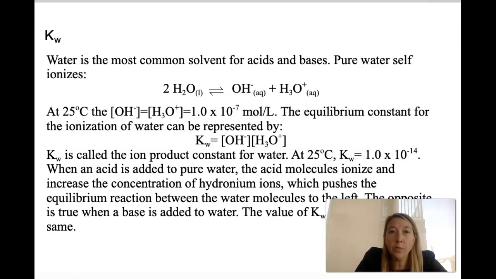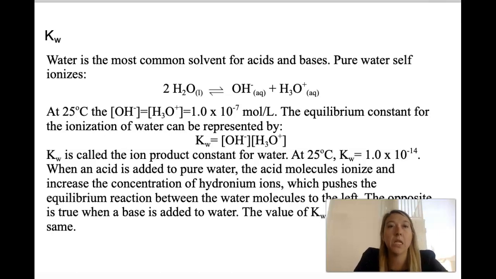Okay, so first thing we're going to talk about is KW. We've already talked about KC, right? And that was our equilibrium constant. When we use KW, this is specifically for water, hence the W. Water actually has the ability to do something that a lot of other chemicals can't do. It has the ability to self-ionize. So what that means is one water molecule can react with another and produce hydroxide and hydronium, right?